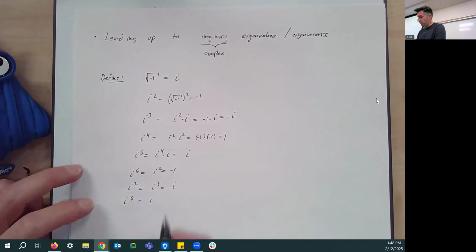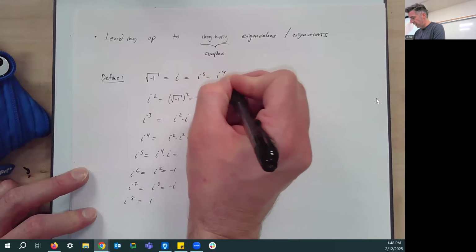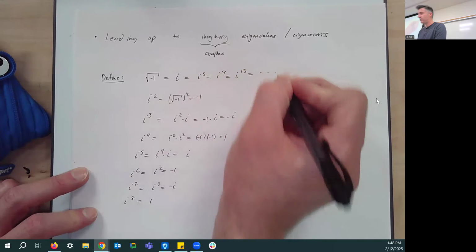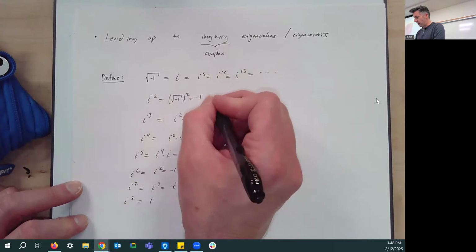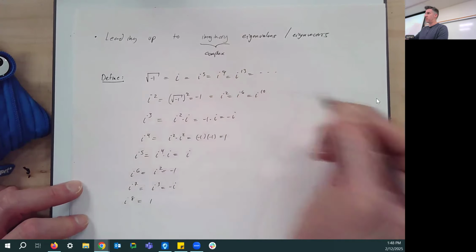So, right, i is equal to i to the fifth, is equal to i to the ninth, is equal to i to the 13th, and so on and so on. And -1 is equal to i squared, is equal to i to the sixth, is equal to i to the 10th, and so on and so on.